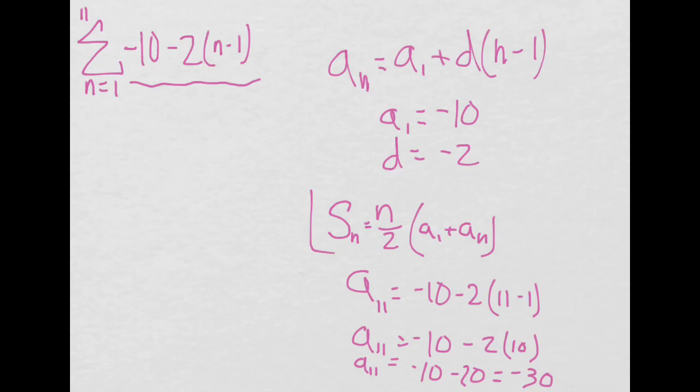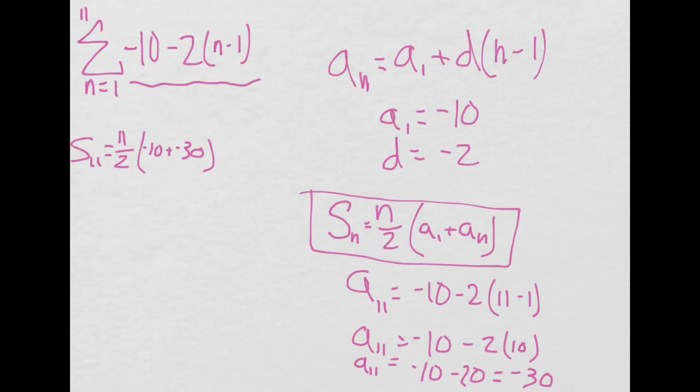So now let's substitute all our values into that equation to get s sub 11. The 11th partial sum is equal to the number of terms, which is 11, divided by 2 times our first term, which is negative 10, plus our last term, which is negative 30.